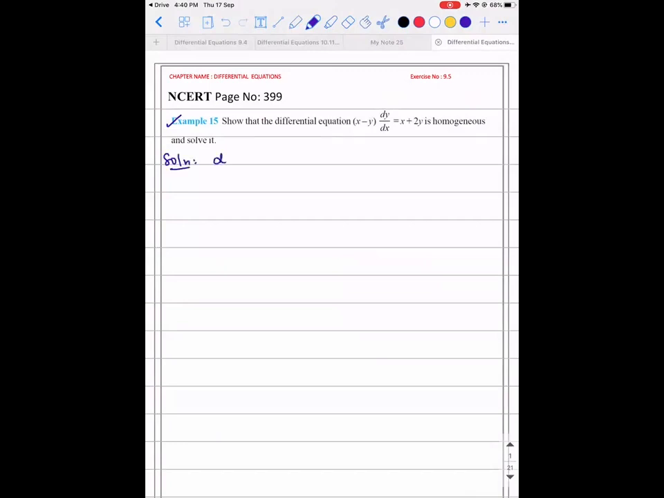Okay. So dy by dx is equal to x plus 2y divided by x minus y. What is the first step we need to follow? Let this be equation number 1 as of now. Always rearrange the question in the form dy by dx. We need to substitute y is equal to vx, which implies dy by dx is equal to v plus x into dv by dx.